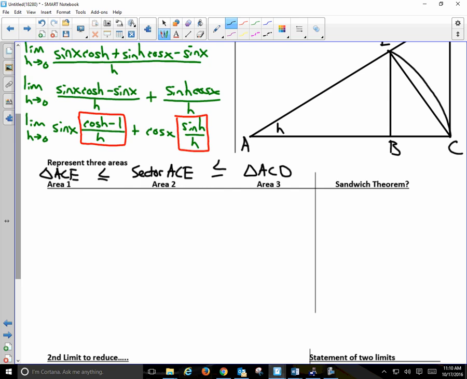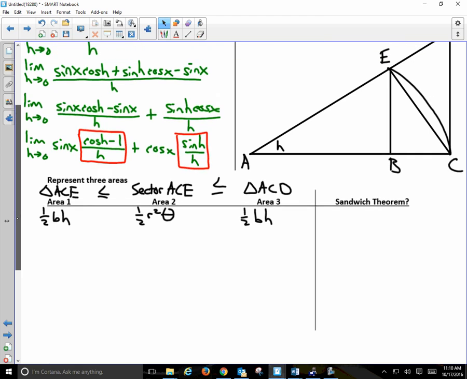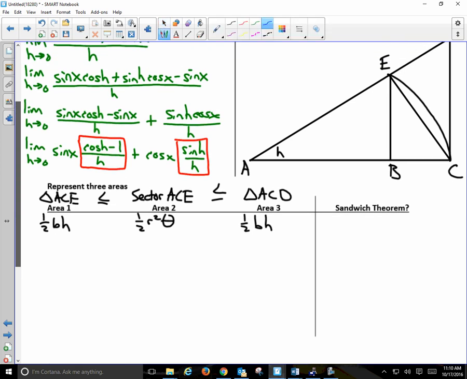Yeah. What's my formula for the area of a triangle? 1/2 base times height. Formula for area of a sector. 1/2 r squared theta. That great trig class you took last year. And what's the formula for area of a triangle again? 1/2 base times height. So let's do this. I want to work in the unit circle. So I want to say that that length is 1. So therefore, this length is also 1.